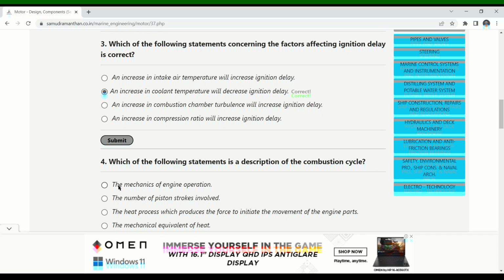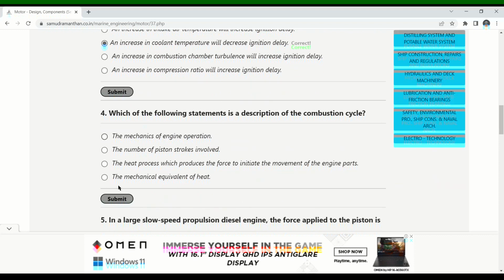Our next question is, which of the following statements is a description of the combustion cycle? And the options are, the mechanics of engine operation, the number of piston strokes involved, the heat process which produces the force to initiate the movement of the engine parts, the mechanical equivalent of heat. And the correct option should be the heat process which produces the force to initiate the movement of the engine parts.